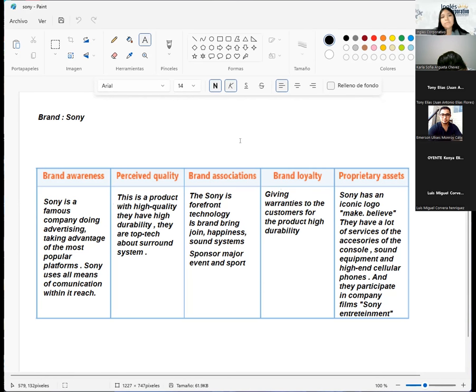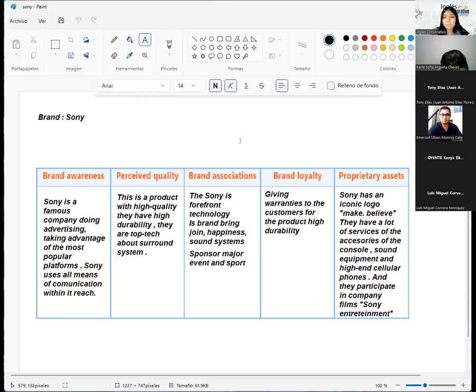When talking about perceived quality, this is a product with high quality. They have high durability. They are top tech regarding the surround system. And for brand association, Sony is forefront technology, associated with happiness, sound systems, and sponsoring major events and sports.